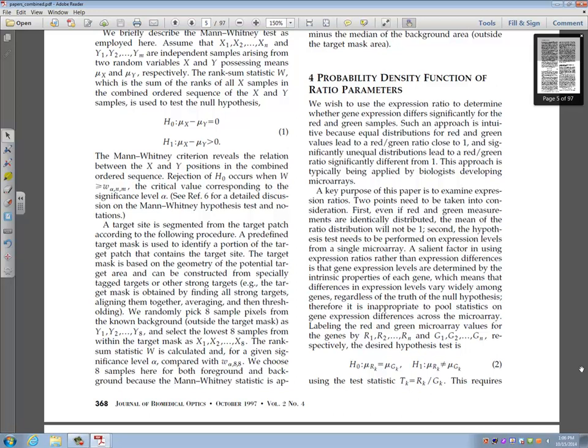Now, a key purpose of this paper is to examine expression ratios. Two points need to be taken into consideration. First, even if the red and green measurements are identically distributed, the mean of the ratio distribution will not be 1, right? Why is that?